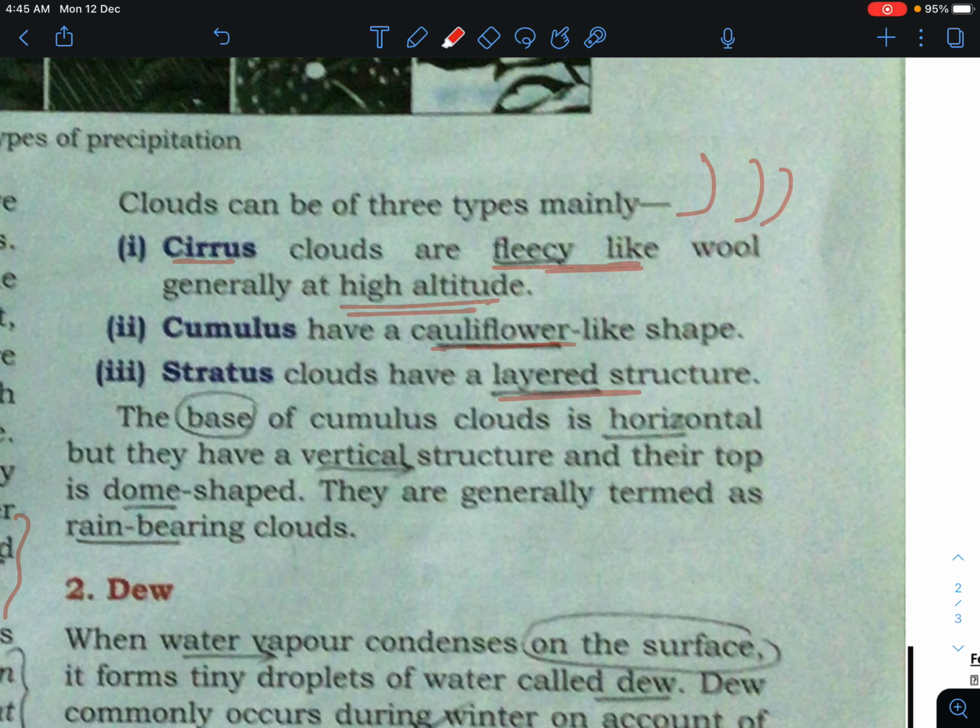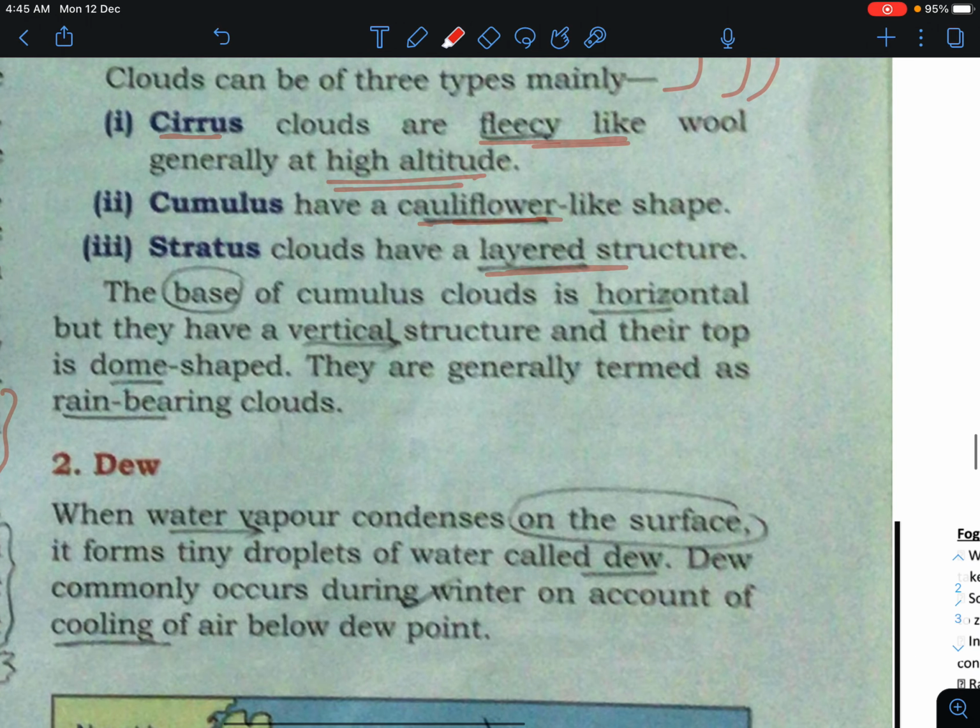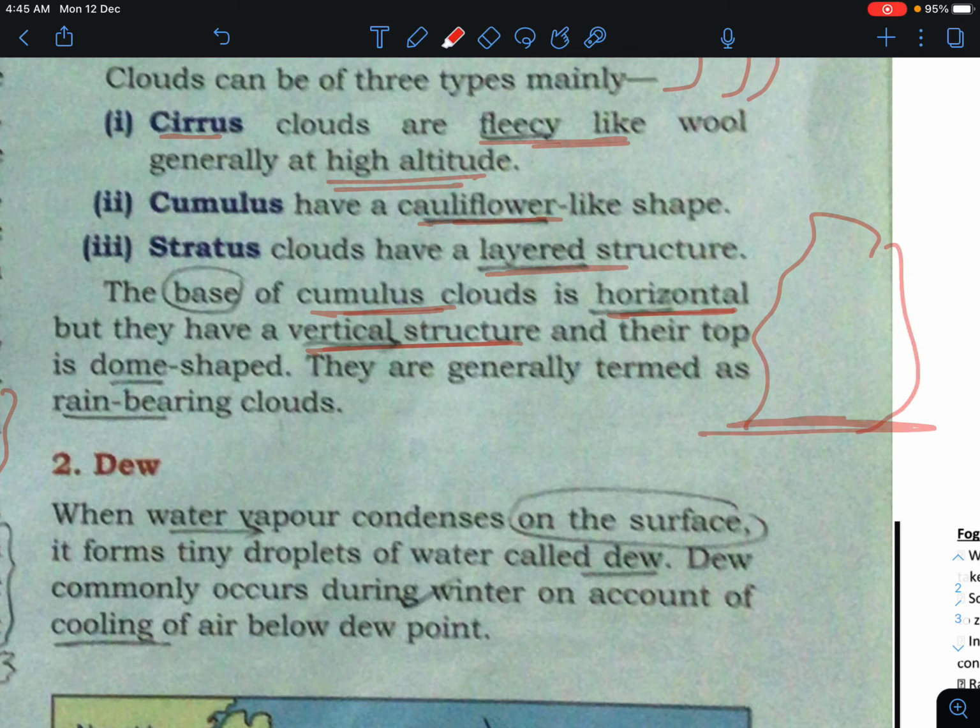Now the base of the cumulus cloud is horizontal, but it has a vertical structure, like a cauliflower. The base is horizontal, and the top is domed. Cumulus clouds are generally termed rain-bearing clouds.